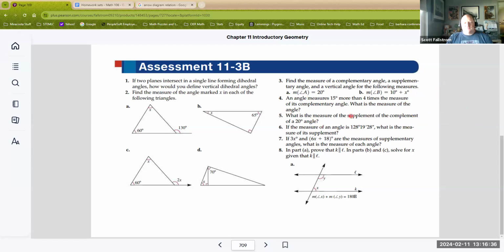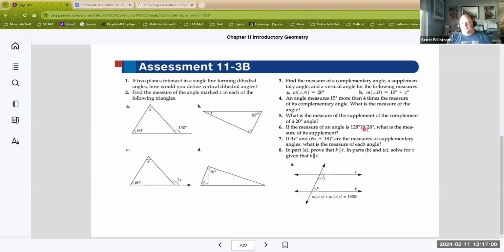Let's move down. What's the measure of a supplement of the complement of a 20-degree angle? So you have to get through the wording. It does say supplement, but supplement of what? Oh, it's of the complement of a 20-degree angle. So it's like a function of a function. Just pause, do the first piece, then come back and do the second piece. Don't try to do it all at once. I think it makes it more complicated.